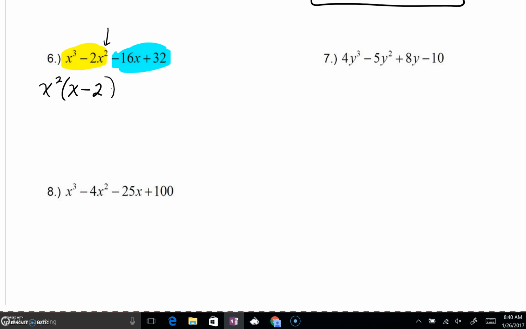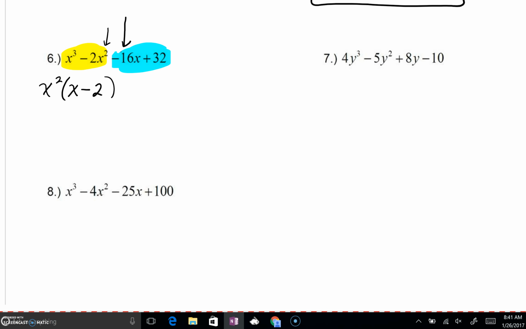Please hear this, though. This is so critical. When the second grouping starts with a minus, you must divide out a negative. You're going to factor out a minus. So I'm looking for the greatest common factor, the biggest common factor, that would divide into negative 16x and also 32.